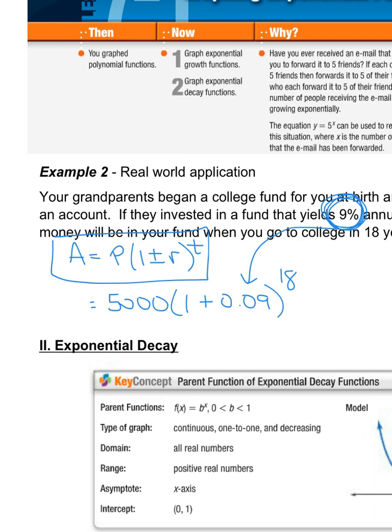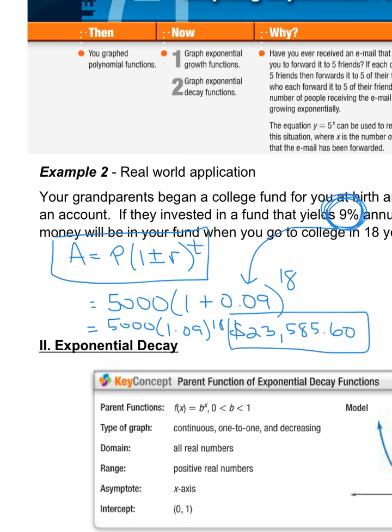All right, so if we take this after we plugged everything in, obviously you probably want to go to your calculators, but you're going to have 5,000 times 1.09 to the 18th. And check this out. Hit enter, you're going to see you're going to have $23,585.60. So how about that, grandparents? Nice job. All right, you almost quintupled your money, if that's even a word.